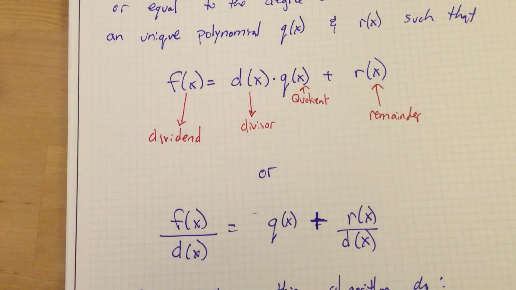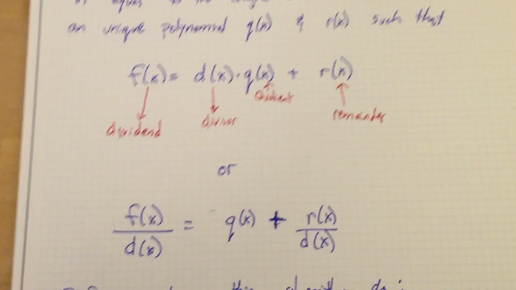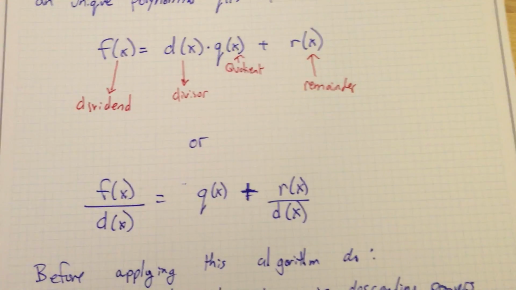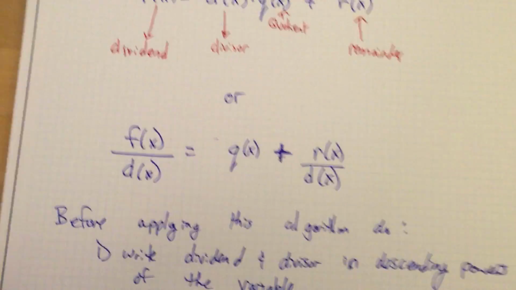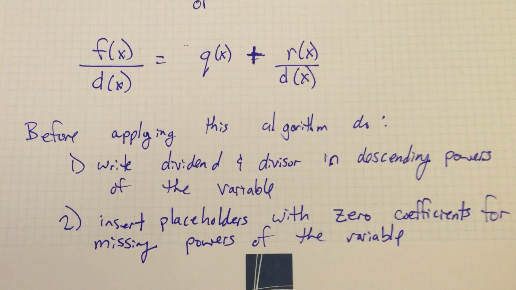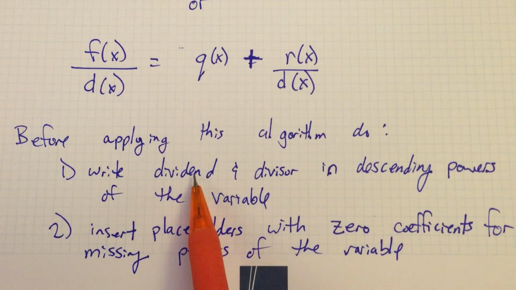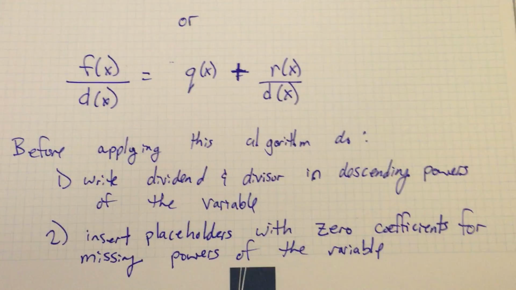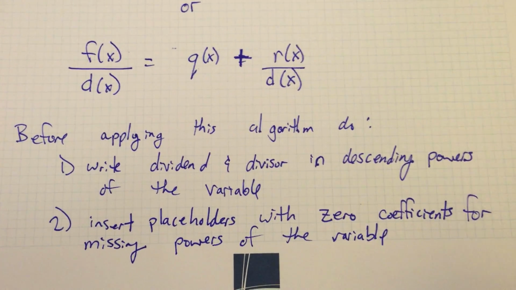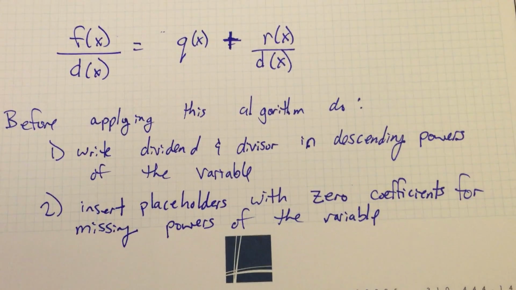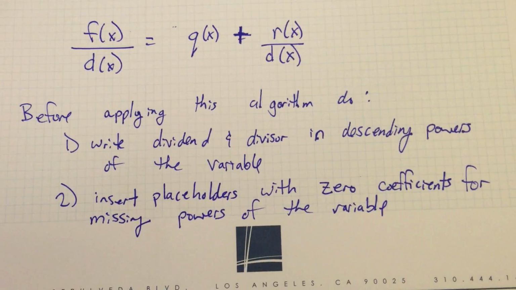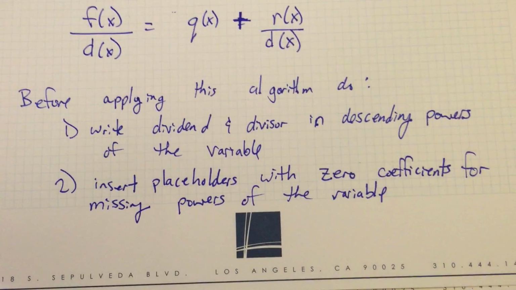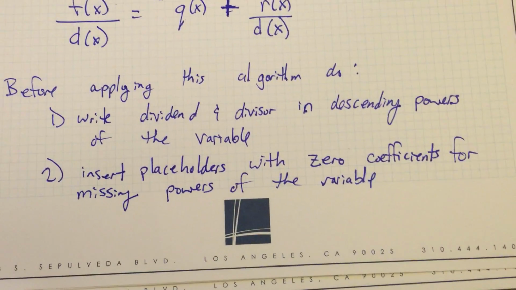You'll also see this in your book on page 117, so you might want to look that up in case you have any questions. But before we apply the algorithm, we want to make sure that we write both the dividend and the divisor, so both f of x and d of x, in decreasing powers of the variable. So if it starts with x squared, we're going to say x squared, x, then your constant. If we start with a higher power, like 5, then we'll go 5, 4, 3, 2, 1, 0.